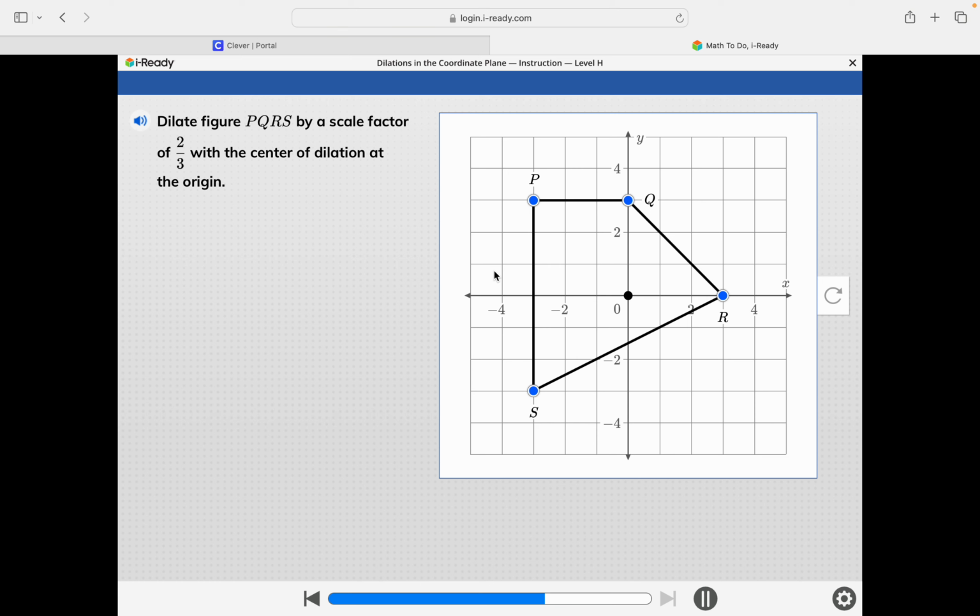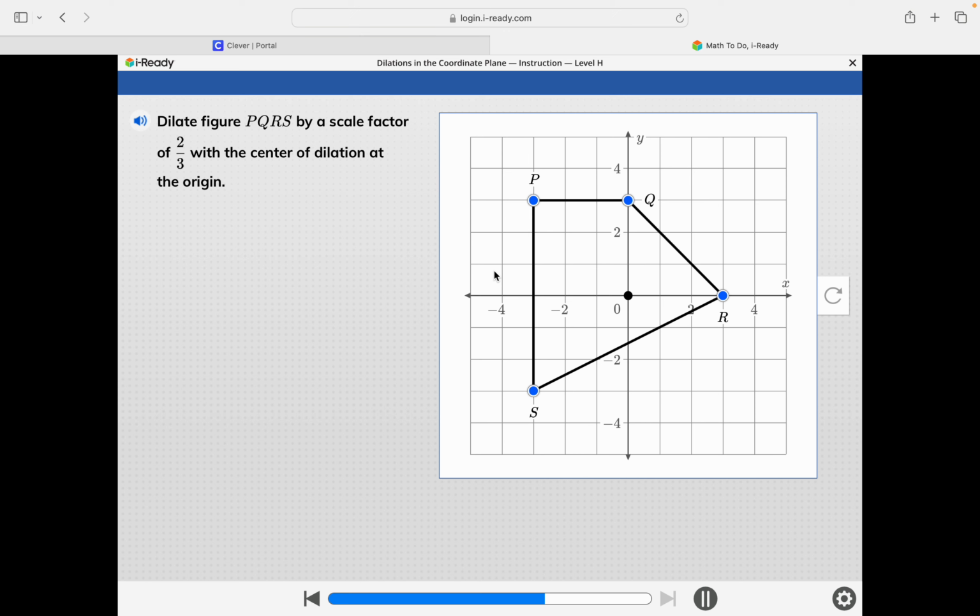S prime of everything. -2. Do it now. You're gonna do it. Okay. S prime equal to -2 and -2. Very good.